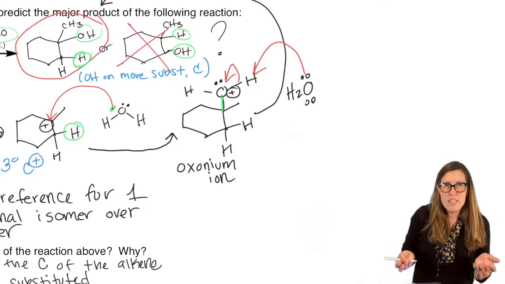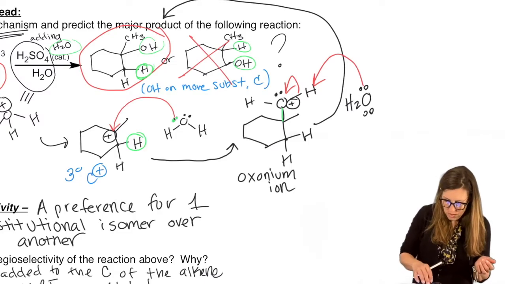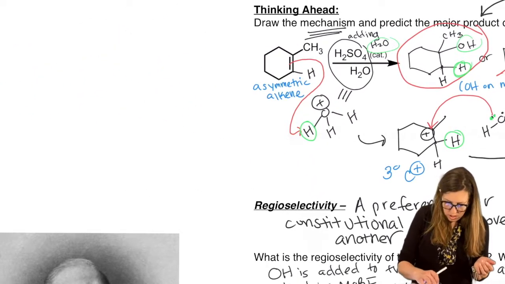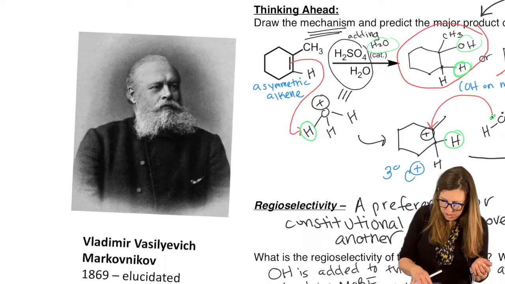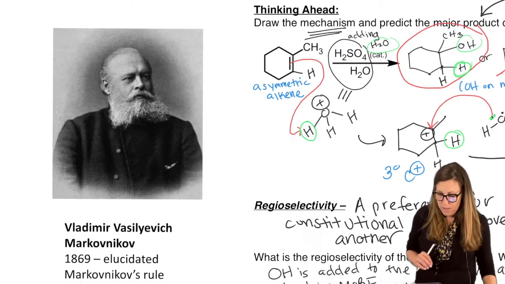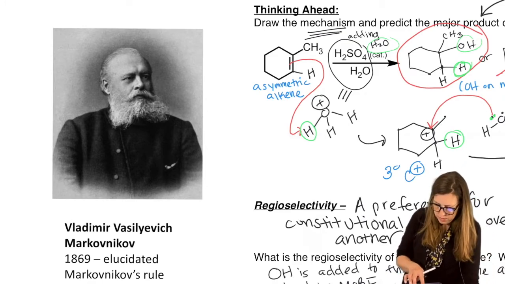A famous scientist, Vladimir Markovnikov, recognized that as well. So Vladimir Markovnikov, this dates back to the 1800s, famous Russian scientist. He elucidated what we now call the Markovnikov rule. And it's defined for you here, so you don't have to write it down.